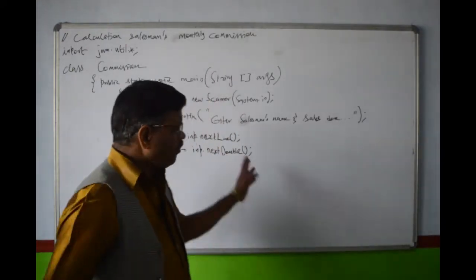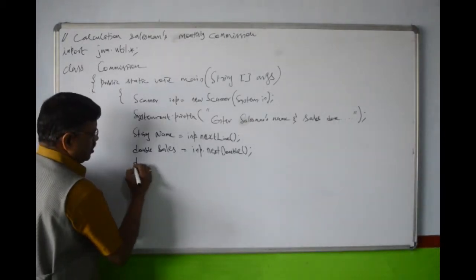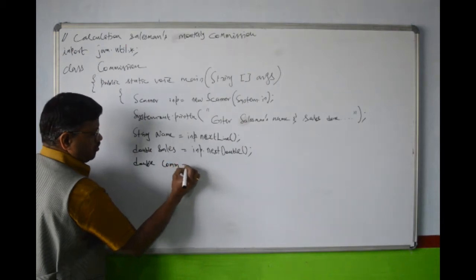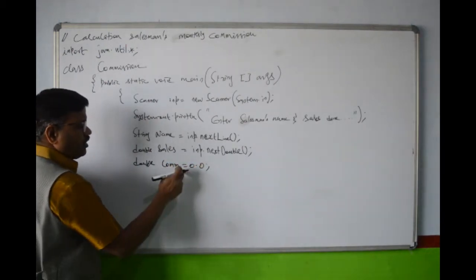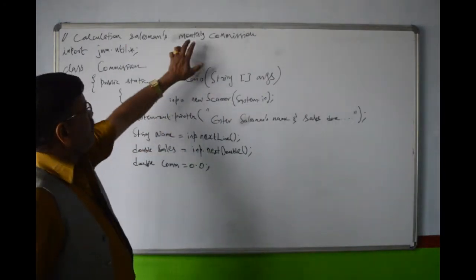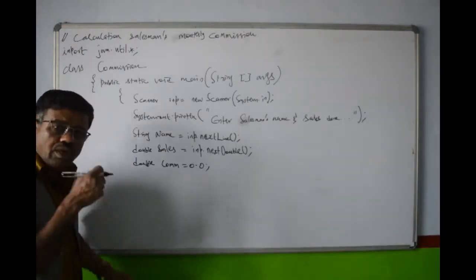Once we have the inputs, we have to calculate the commission. What are you going to calculate? Commission, COMM. This is what our output is. Why do we write the program? We have to calculate the monthly commission, right? This is what we must do. Now only I am going to start.